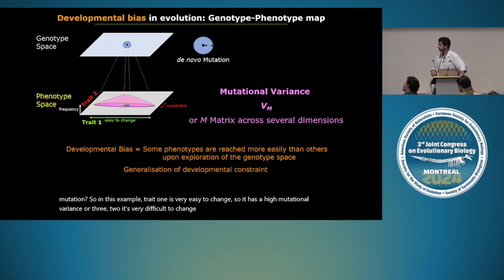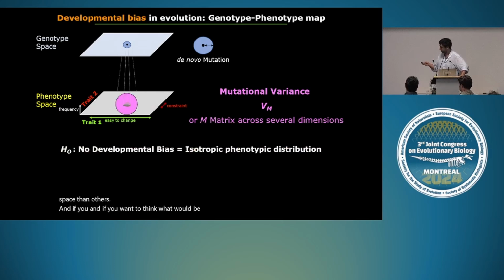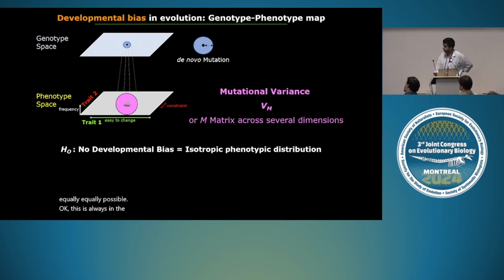And this is what I mean by developmental biases. Some phenotypes are easier to reach in a phenotypic space than others. And if you want to think about what the null hypothesis would be, it would be just an isotropic exploration of this phenotypic space. Okay, so all different combinations are equally possible. Okay, this is always in a distribution kind of way.